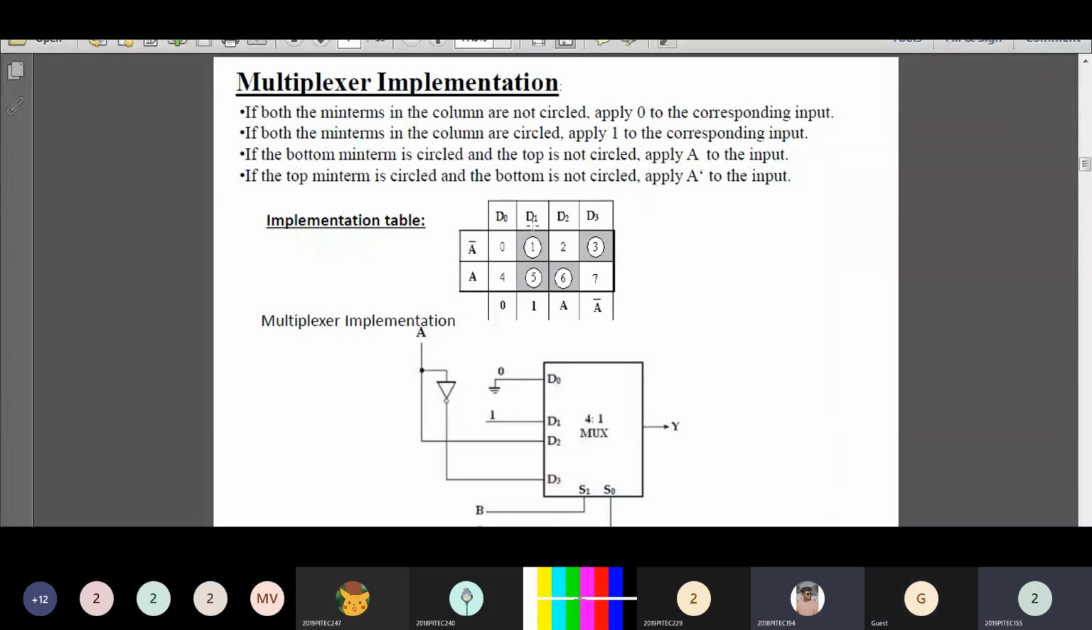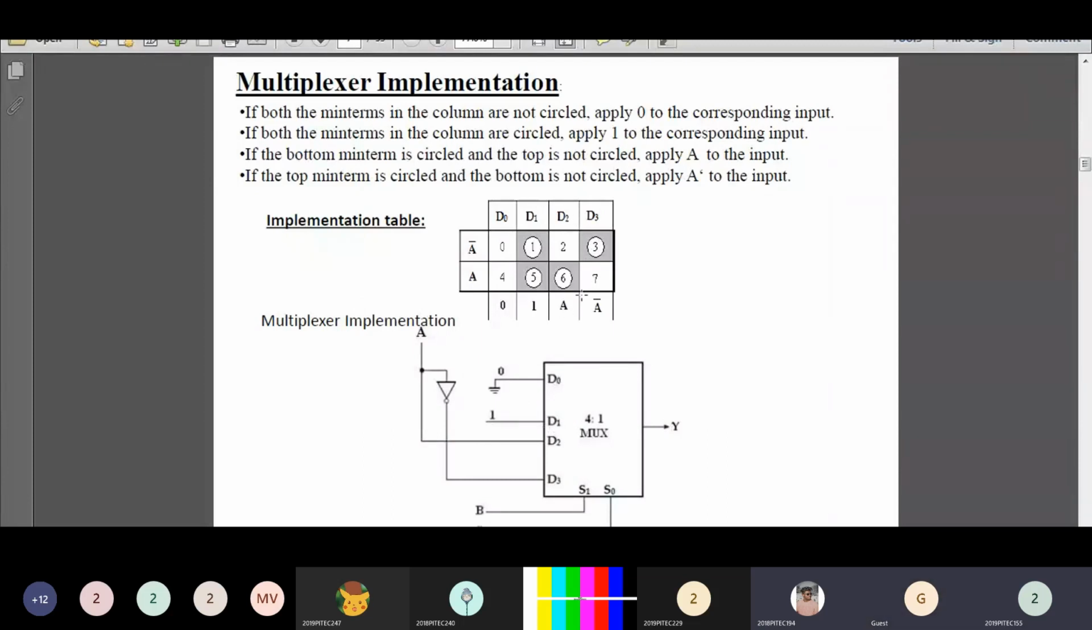Next one. Now look at the value of D1. The value of D1 is 1, so it should be connected to logic high. You can put plus 5 or 1. Now D1 should be connected to 1.